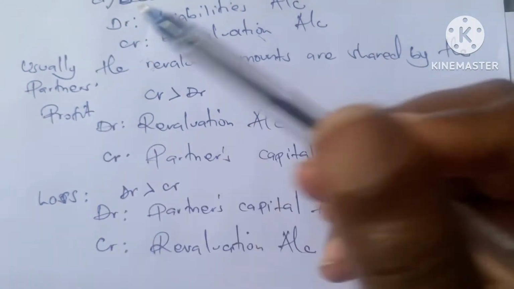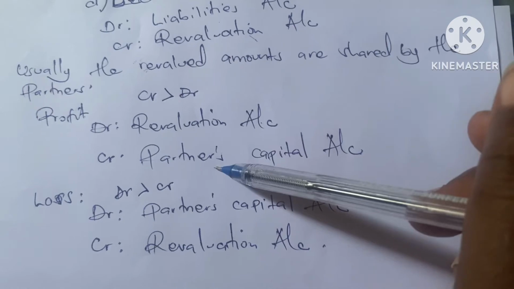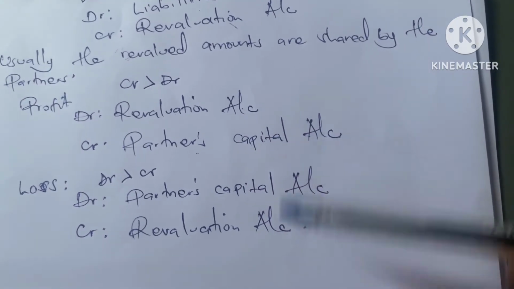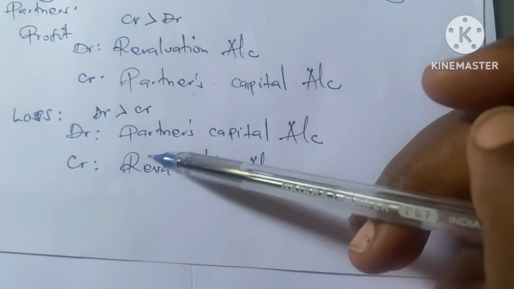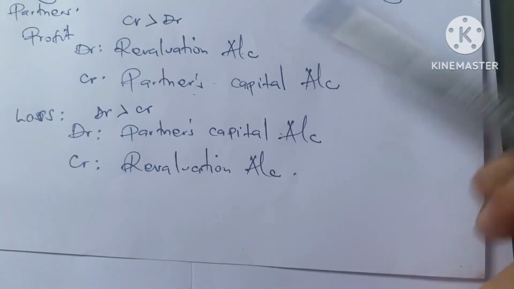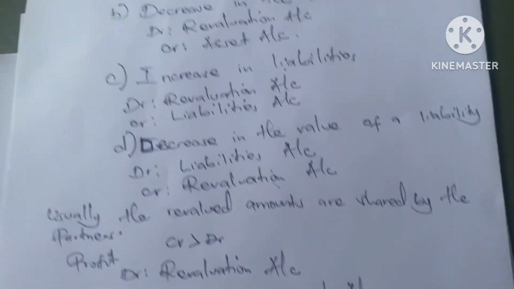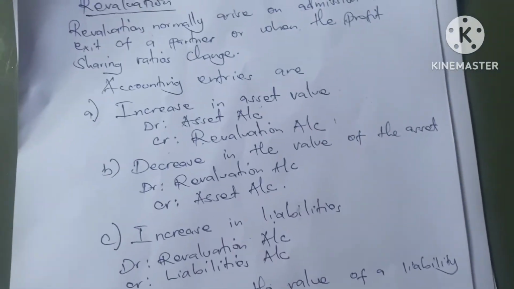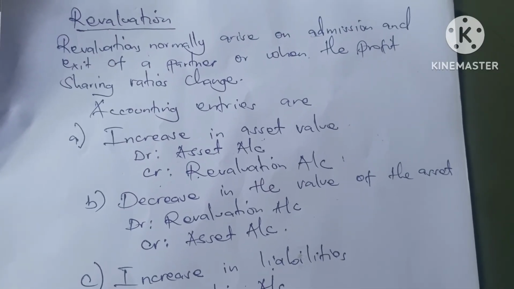So when it is a profit, we debit the revaluation account, we credit the partner's capital account. When it is a loss, we do the opposite of this. Debit the partner's capital account, credit revaluation account. So those are the accounting entries when it comes to revaluation in partnerships. In the next video, we are going to be having an example.